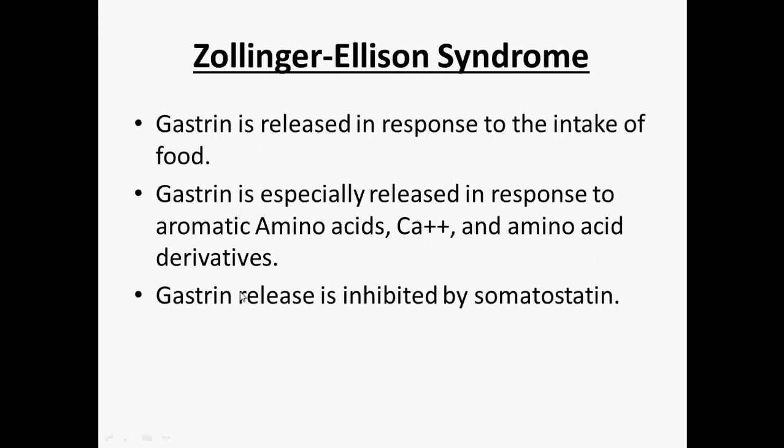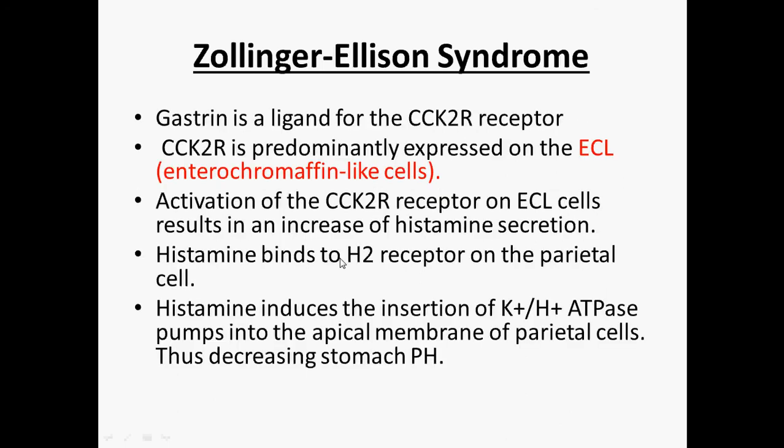And gastrin is released in response to food intake, especially aromatic amino acids, calcium ions, and amino acid derivatives. Gastrin release is inhibited by somatostatin, and gastrin is a ligand for the CCK2R receptor.